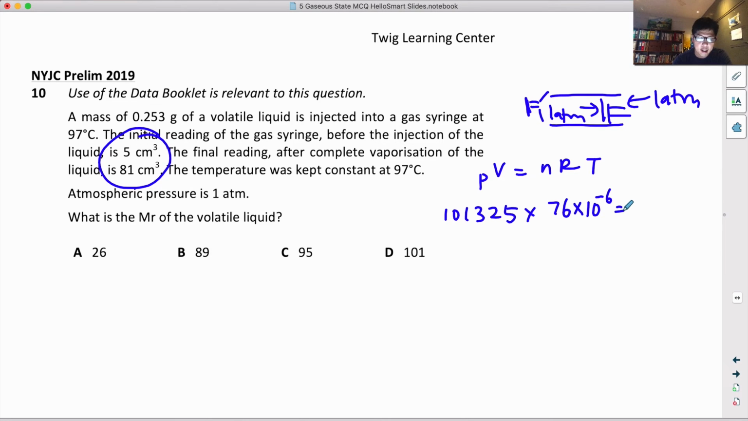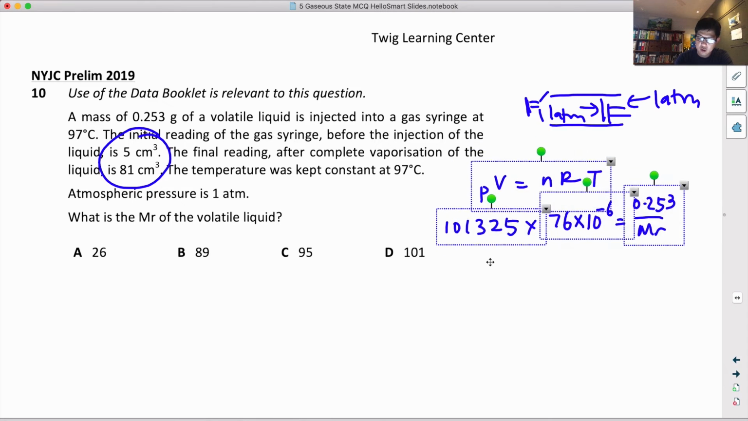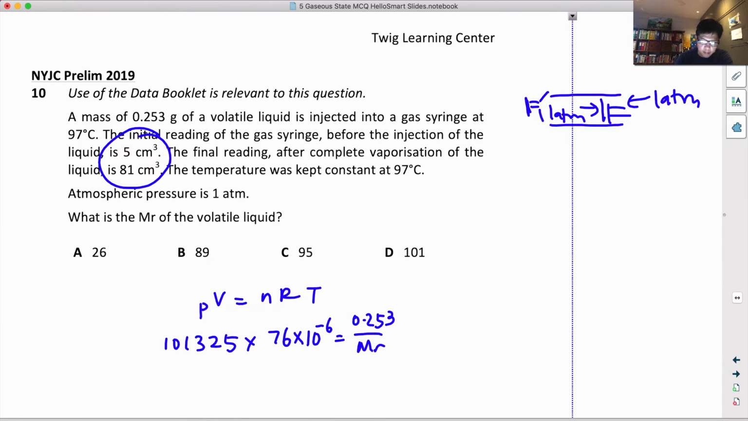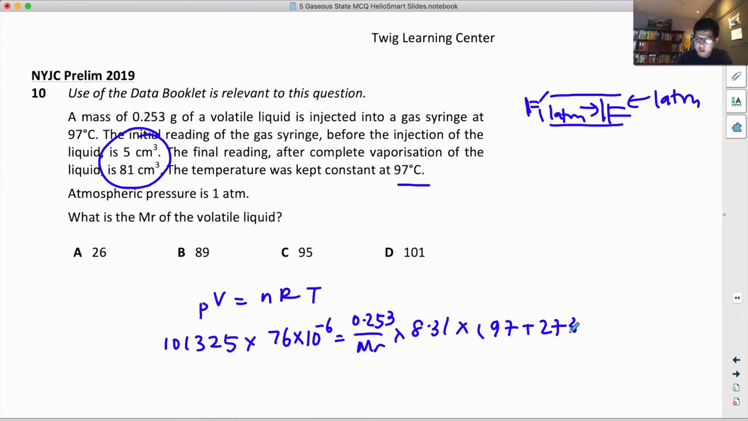The mass of the gas, which is 0.253, divided by the Mr. Then you multiply by 8.314, or just 8.31, I think it's fine. And of course the temperature. The temperature was kept constant at 97, so put 97 plus 273. So calculate your Mr. Work it out nicely. You should get 101. So that's the answer. It's D.